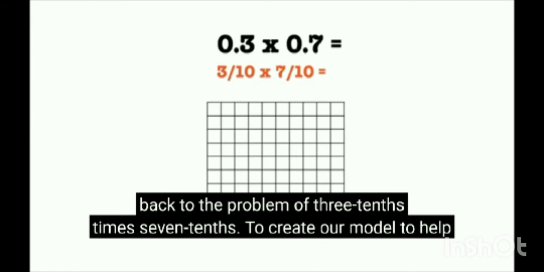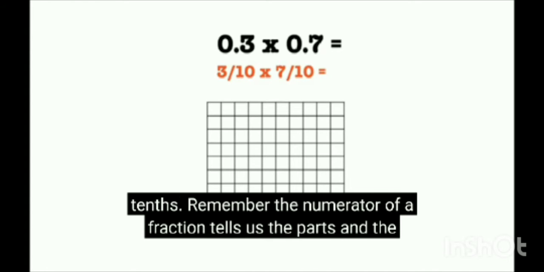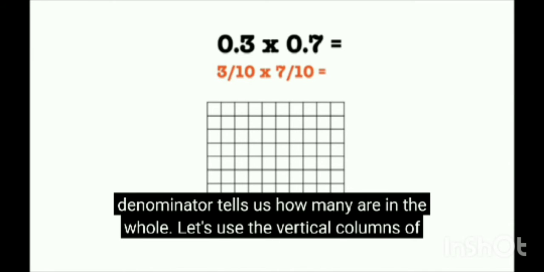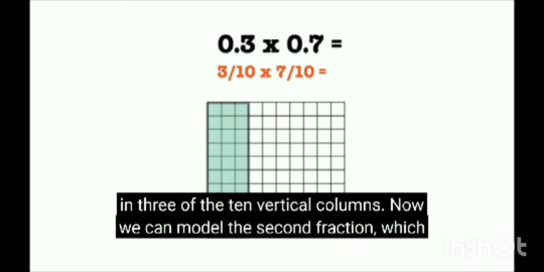To create our model to help us solve our problem, we're going to start with our first fraction of 3/10. Remember, the numerator of a fraction tells us the parts and the denominator tells us how many are in the whole. Let's use the vertical columns of the 10 by 10 grid to model 3/10. Since the numerator is 3, we will shade in 3 of the 10 vertical columns.